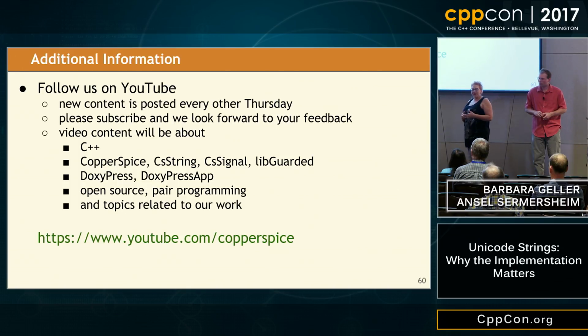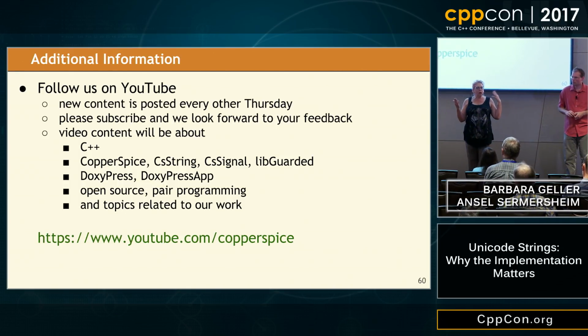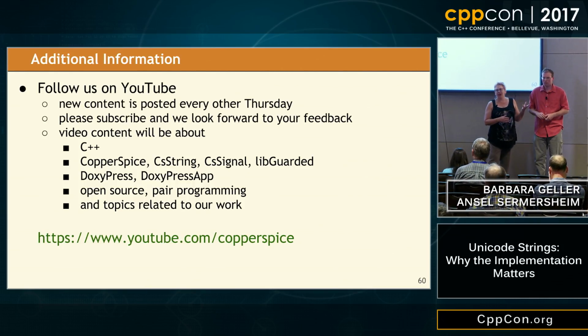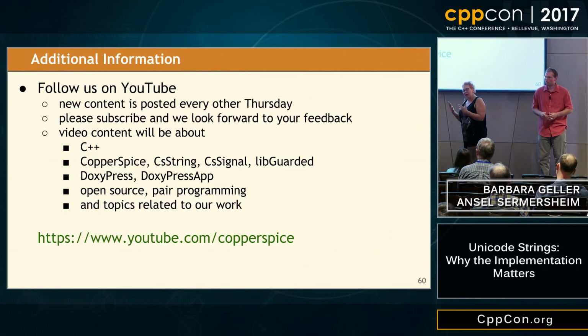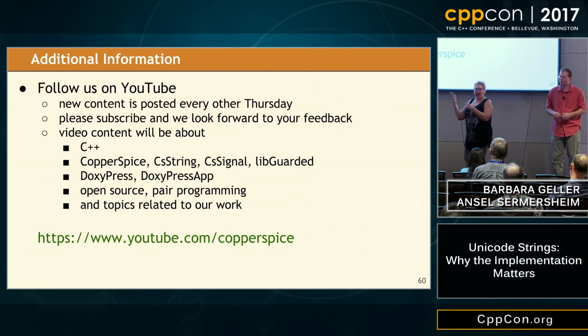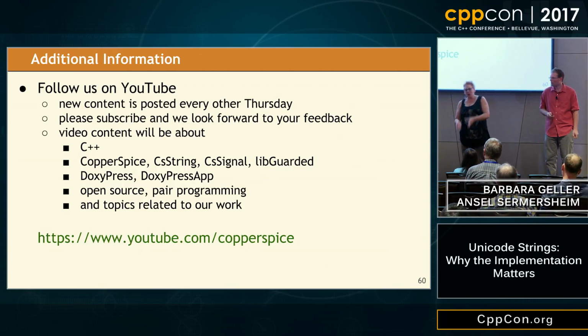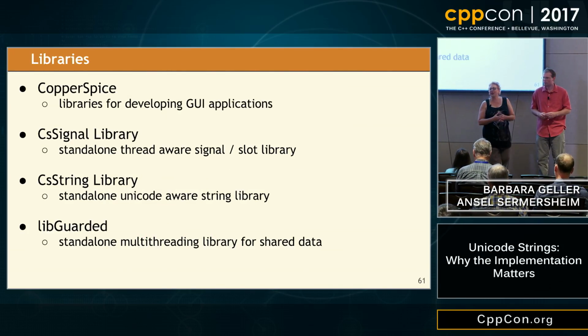Like I said, we released this library earlier this year. Ansel's released a libguarded library that is going to be presented tomorrow. We also have a signal slot library for delivery of signal slots that are based on methods and not classes. So we have these 3 separate BSD libraries, and we have CopperSpice, and we have DoxyPress. We are thinking of some other things we want to do, but we're trying to keep the number of projects down to just this because we think we have enough.